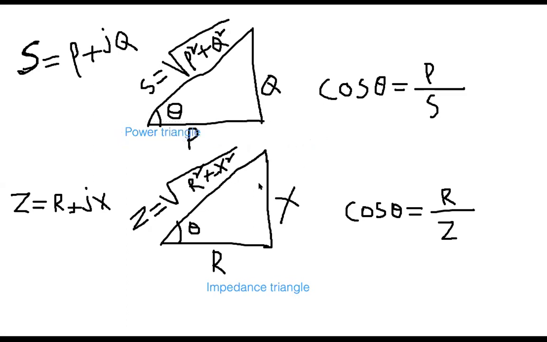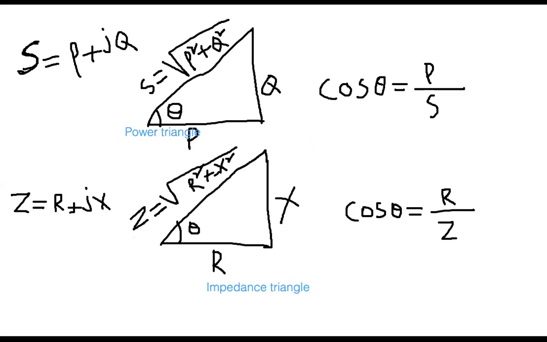Okay. So you see both ways you can find the cos theta from this triangle, R over Z, and then exactly you will be getting the same result. So depending on the problem, if you can calculate the Z, then use this to find out the power factor.